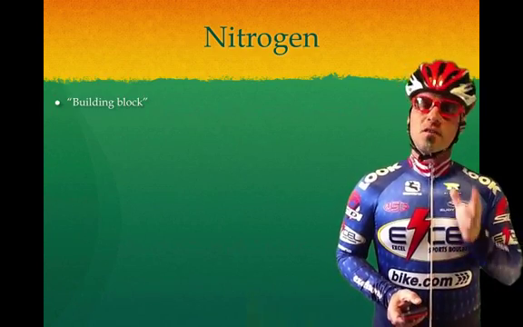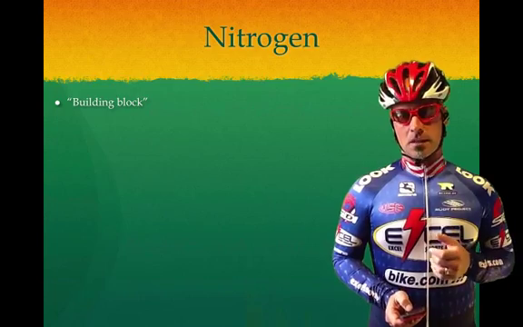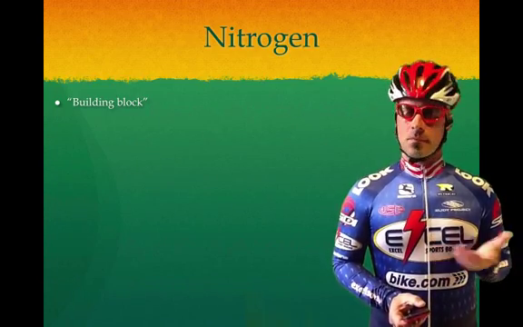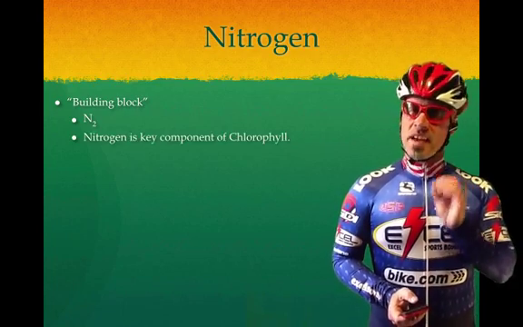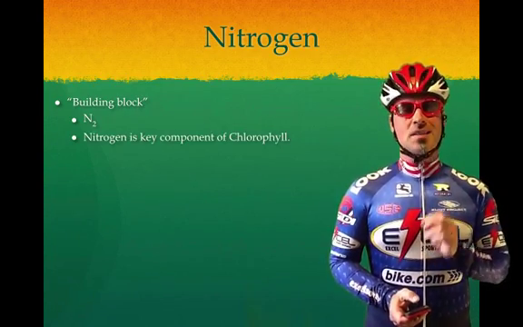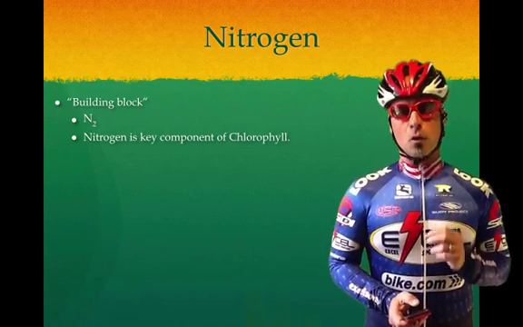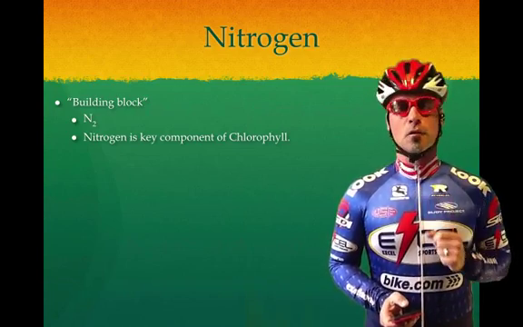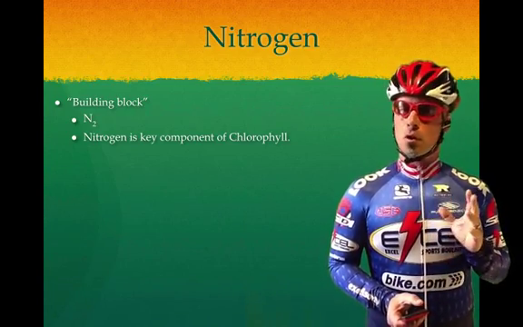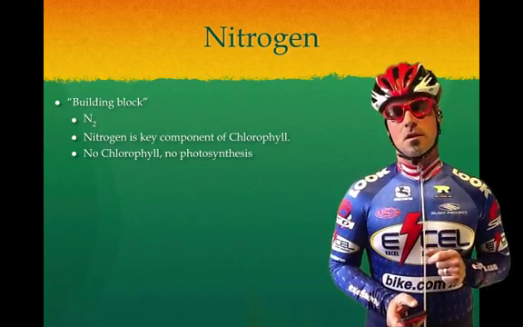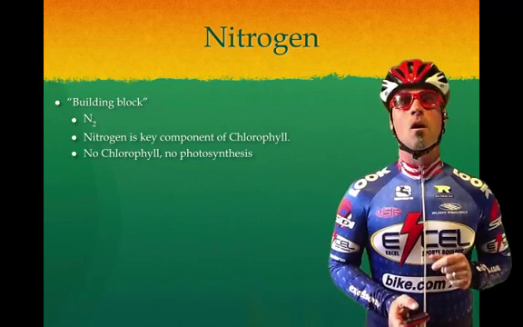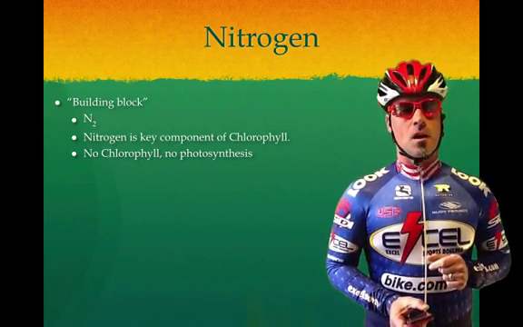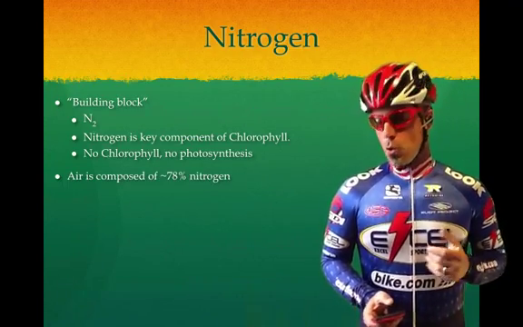All right, so first, nitrogen is a building block. It's N2. So nitrogen, and this is very important, nitrogen is the key component of chlorophyll. It's a very, very key element of chlorophyll. No chlorophyll, no photosynthesis. And as you know, no photosynthesis, no plants. Take away plants, we're all kind of in big trouble.